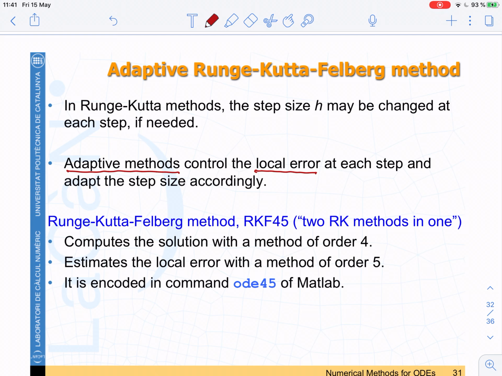Now, the most widely used adaptive Runge-Kutta method is the so-called Runge-Kutta-Fehlberg method, okay, or RKF45, which can be understood as two Runge-Kutta methods in one, in the sense that the solution is computed with a method of order 4. The local error is estimated with a method of order 5, and if the local error is above a prescribed threshold, the step size h is decreased. This method is the one encoded inside command ode45 in MATLAB.